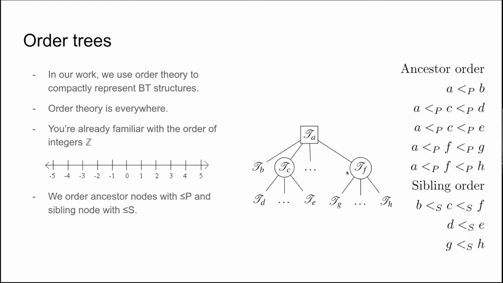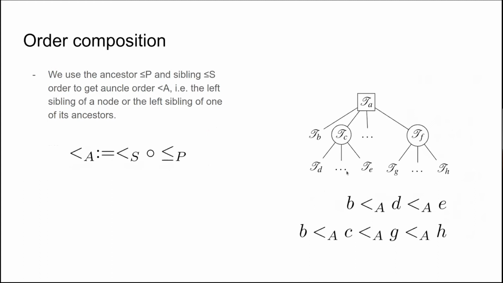And so we can use those orders to get more complex orders. So for instance, here we have the uncle order. Basically what that does is it allows you to compute what the sibling to the left of a node itself or one of its parents is. So for instance, here an uncle of E would be D or B.